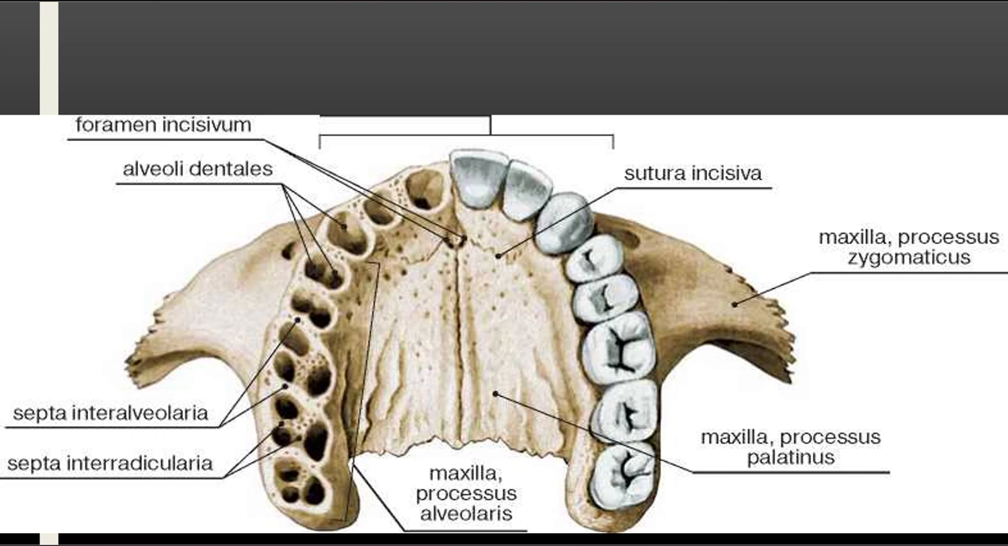Actually, mesial, it's closer to the midline.